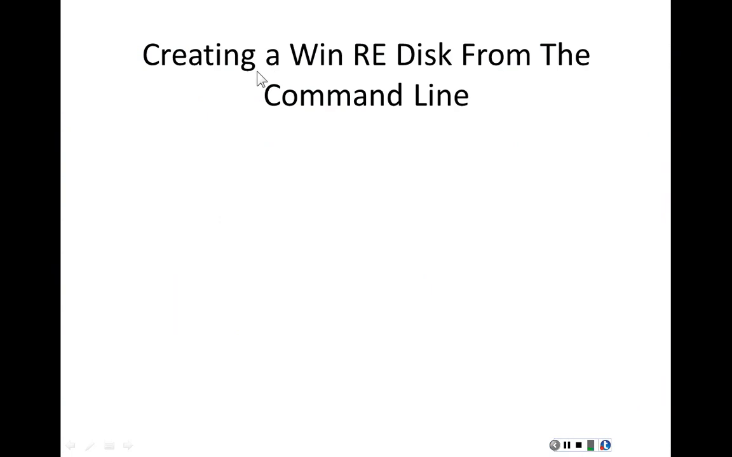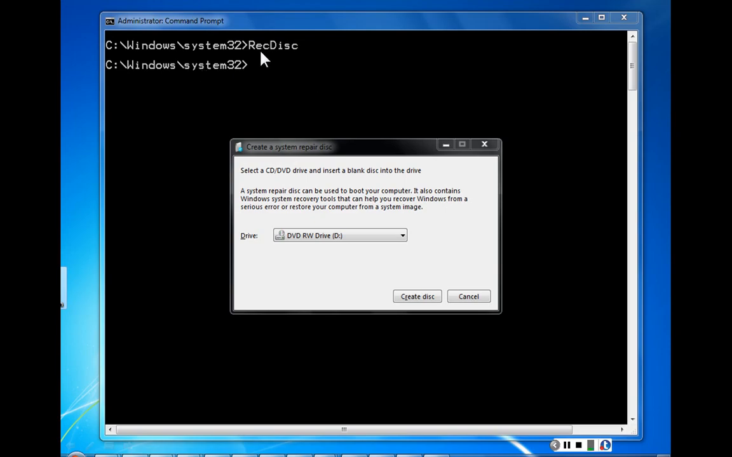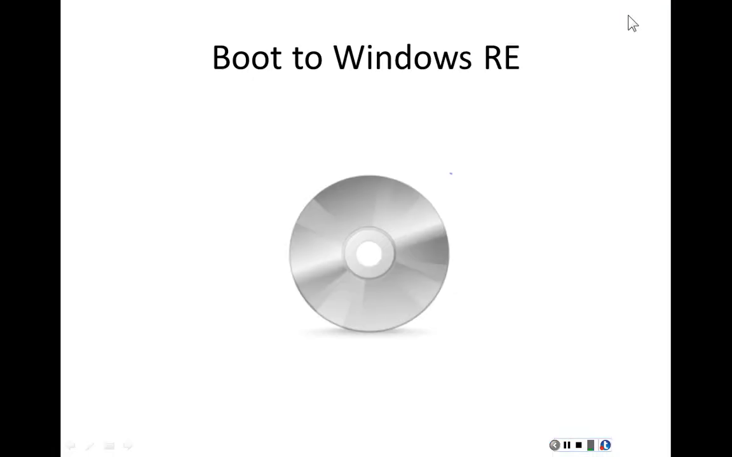Another way to do it is to create a Windows RE disk from the command line. To do the same thing, just another way of doing it, you can go to the command line, and if you type recdisc and press the Enter key, it prompts you to put in the DVD, and that's another way of creating the system repair disk.